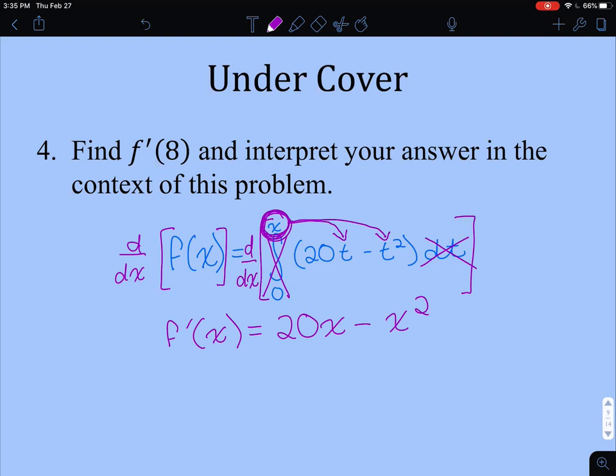Great! Now I need to plug in 8. F prime of 8 equals 20 times 8 minus 8 squared, which equals 96. Awesome. What does it mean? Take a moment, pause this video, and consider what this number means in the context of the problem.